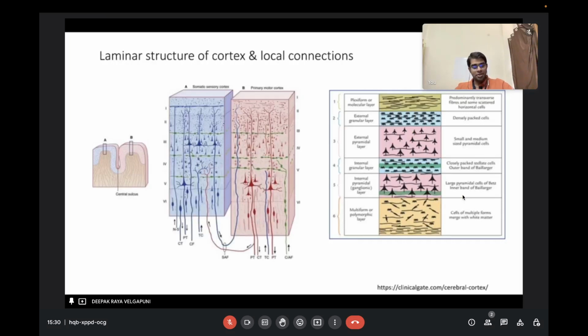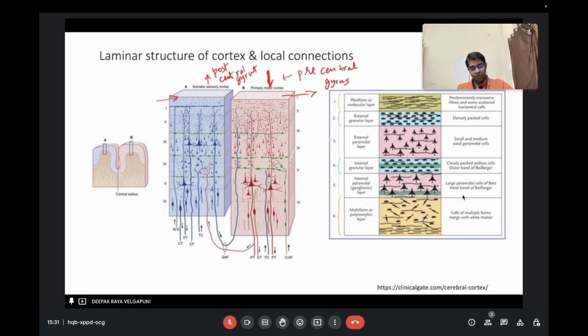Okay, in this laminar structure, each layer has a different cytoarchitecture. Each layer has different types of cells, and each layer has connections from different layers. For example, take M1, the primary motor cortex, which is in the precentral gyrus, as we discussed. This is the postcentral gyrus. This receives the sensory input and this performs the actions.